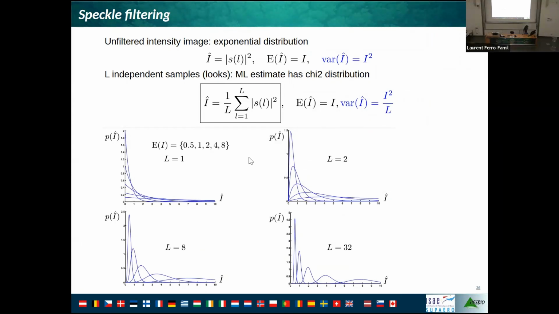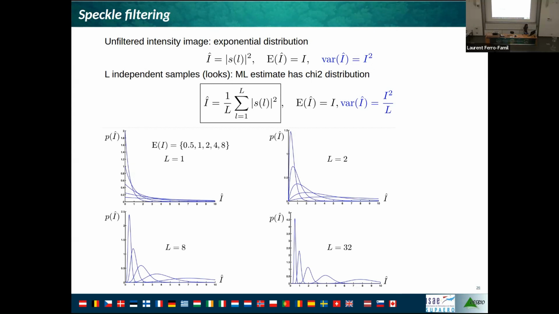To make things simple, I just presented some histograms computed from values that I simulated. These are original values, and these histograms correspond to mean values equal to 0.5, 1, 2, 4, and 8. When I look at the curves here, it's hard to guess which plot corresponds to which mean. Why? Because we have an exponential distribution. It is almost impossible to guess.